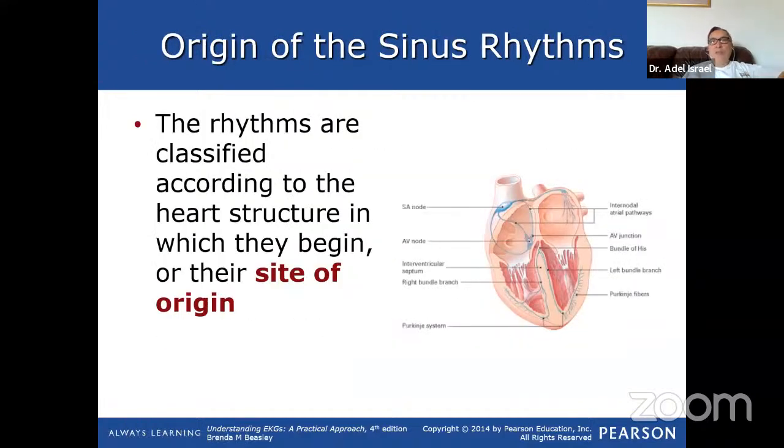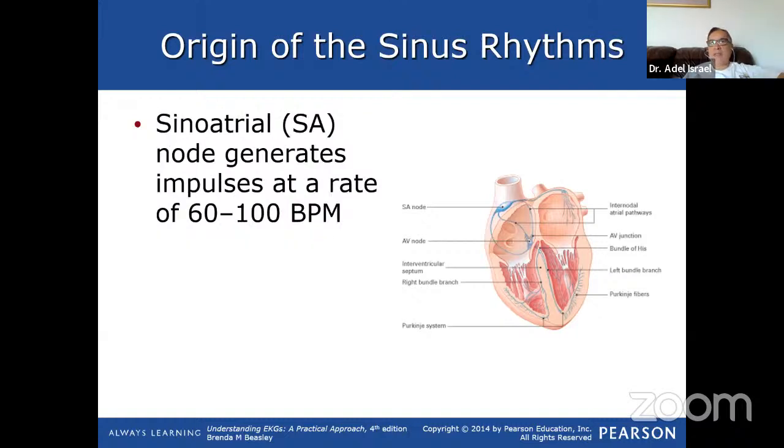So what we need to know, as I told you, our book is so good. It reminds us of everything we had in the previous chapters. And the introduction for this chapter is talking about the site of origin of the sinus rhythm. We know this diagram, which is very clear. We have the SA node, and we know the location of the SA node and how much rate comes out from the SA node. So everything is going to be reviewed. So first of all, site of origin. And after that, the number of impulses of electricity coming from the SA node.